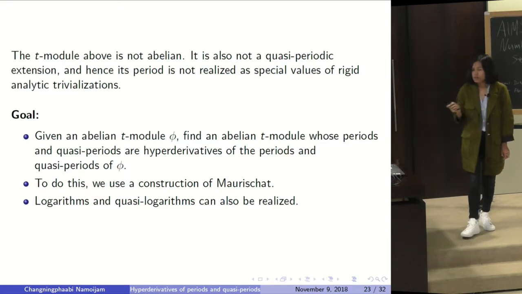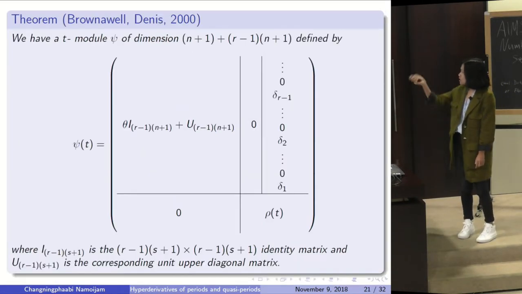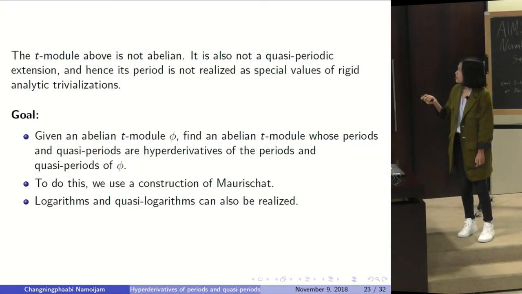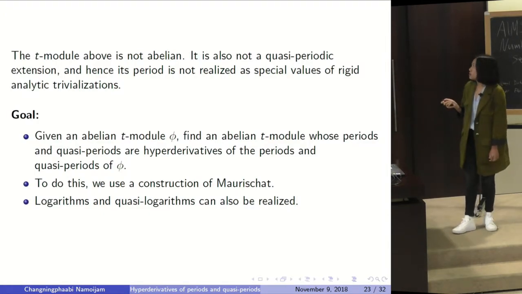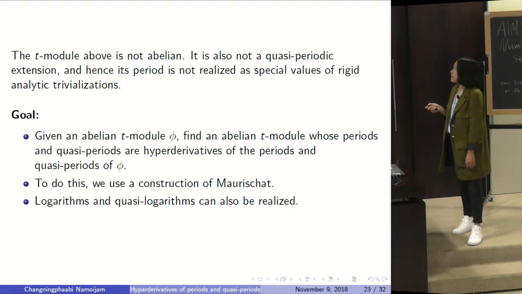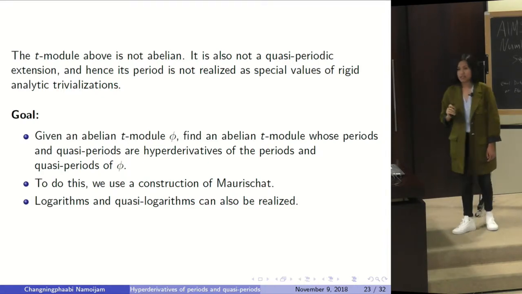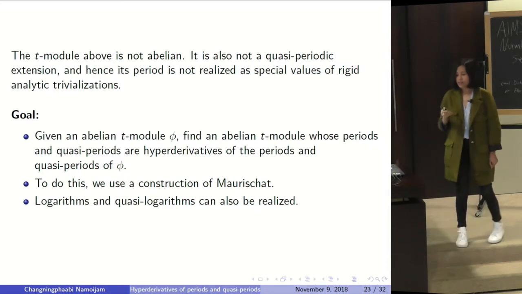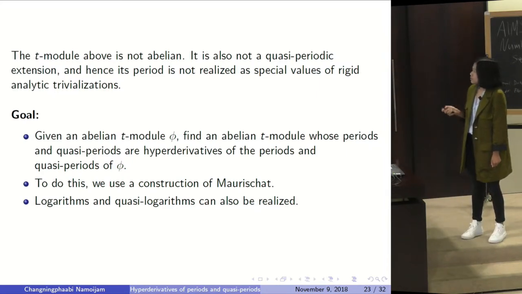So the T-module above, which is this T-module by Brownawell and Denis, is not abelian, and it is also not a quasi-periodic extension. And hence, its period is not realized as special values of rigid analytic trivializations, and that is what we want to do.